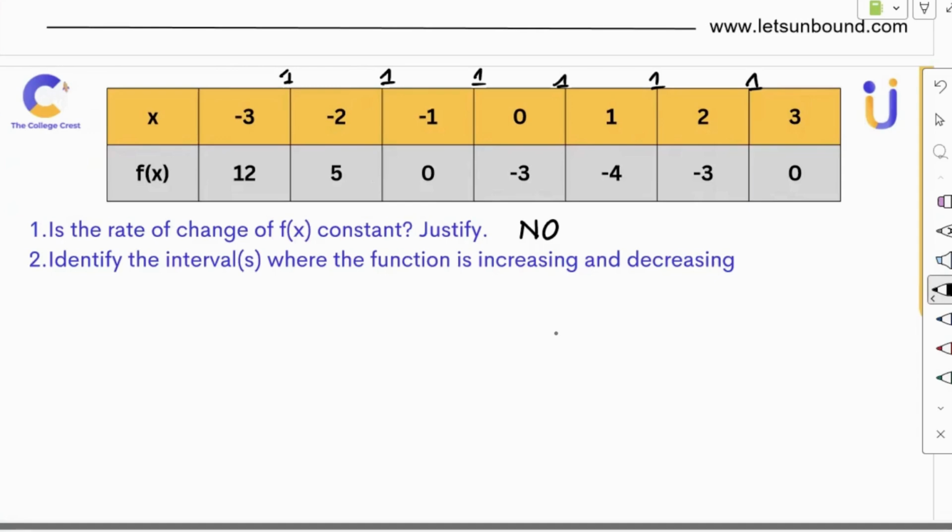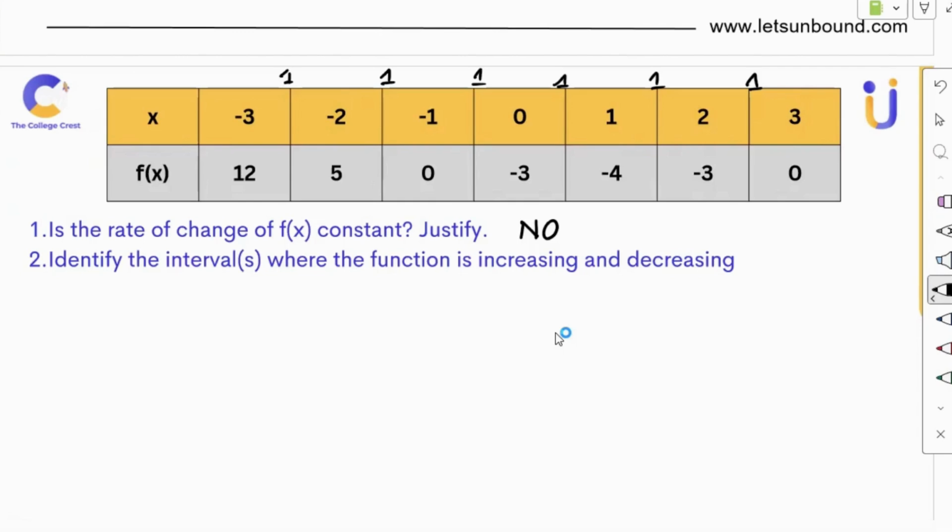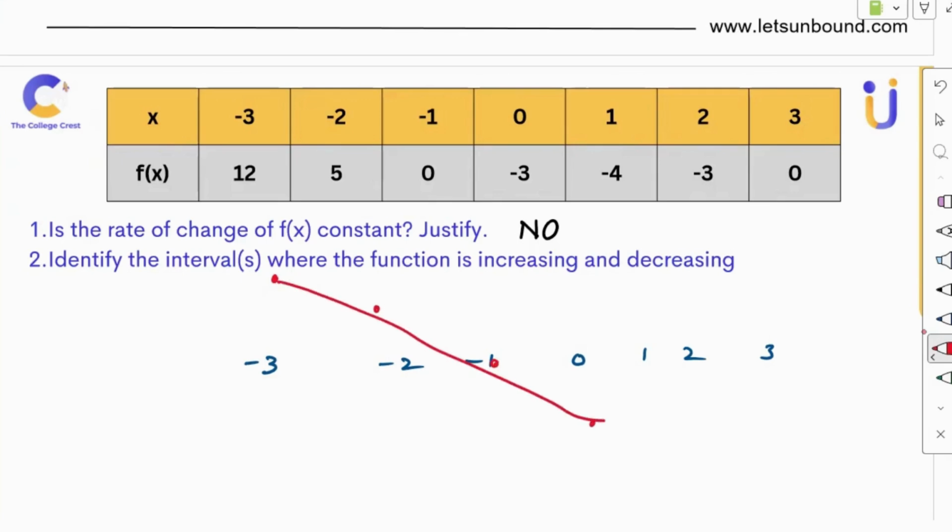Second one, identify the intervals where the function is increasing and decreasing. Table of values, you don't want to check AROC, right? They are just asking where the function is increasing or decreasing. So from negative 3 to negative 2, negative 1, 0, 1, 2, 3. At negative 3, it's 12. Negative 2, it's 5. Negative 1, it's 0. 0, it's negative 3. Something is going down. We can see that, right?